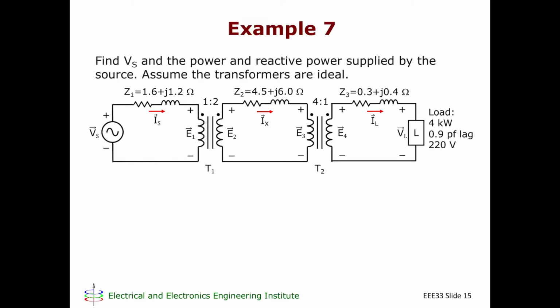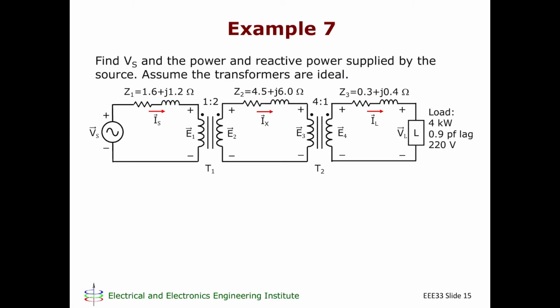Okay, let's take another example. Find V sub S and the power and reactive power supplied by the source. Assume the transformers are ideal. Okay. So we have a load. Here, this is a step down. Here, this is a step up. Okay, we didn't step up or step down too large in this particular example.